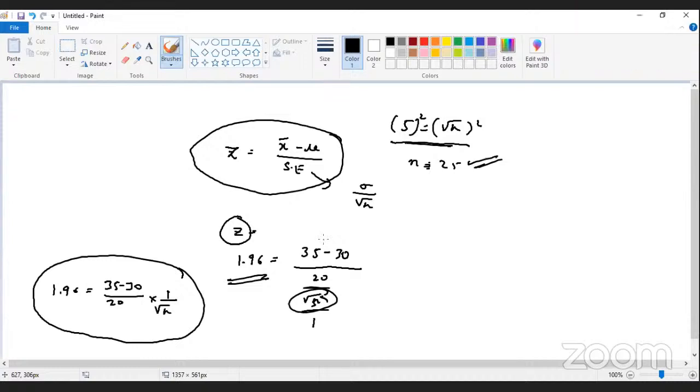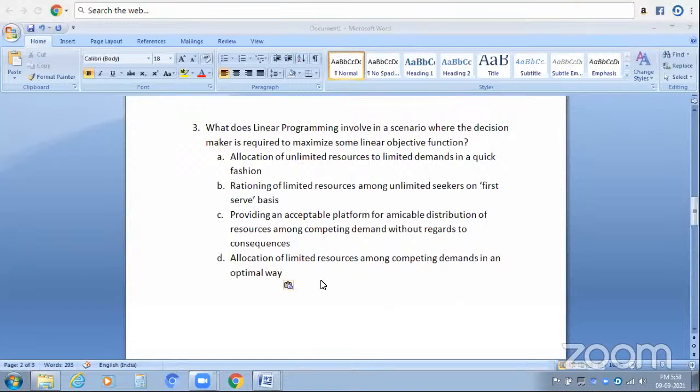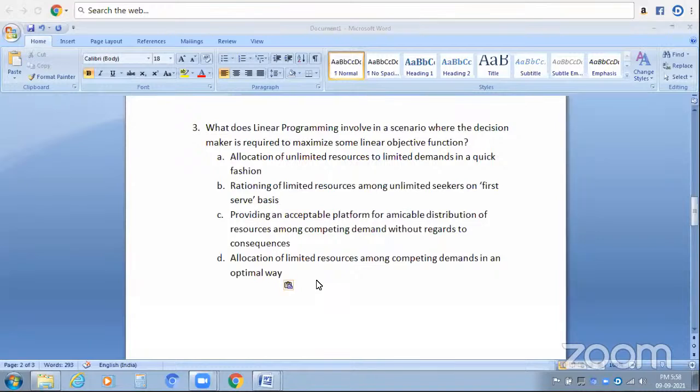Sir, one doubt. Here in the problem, we have to find out mu only. In the same problem, it is told we have to find out the value of mu. Then why can't we use the formula that probability equals sample mean minus mu by standard error?